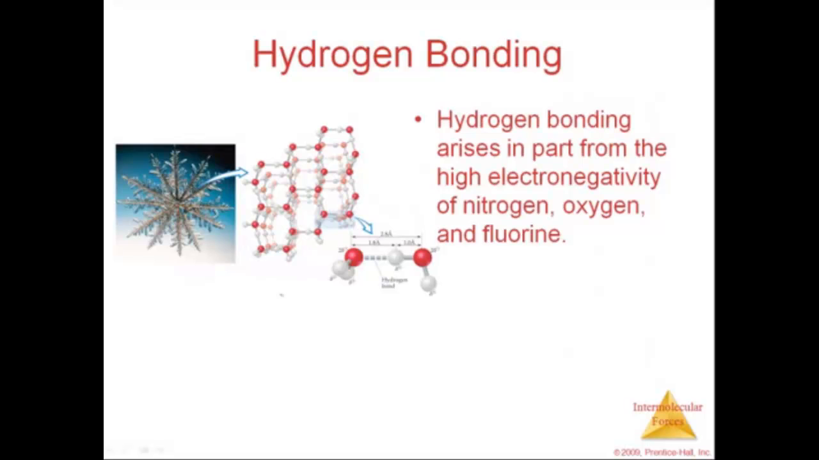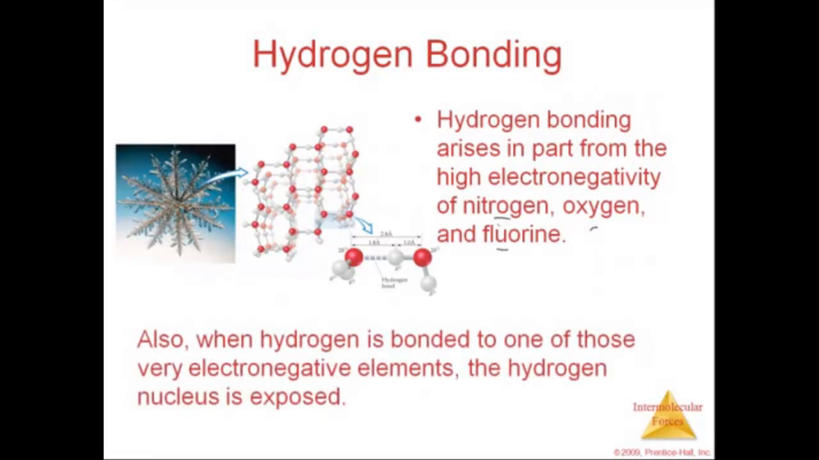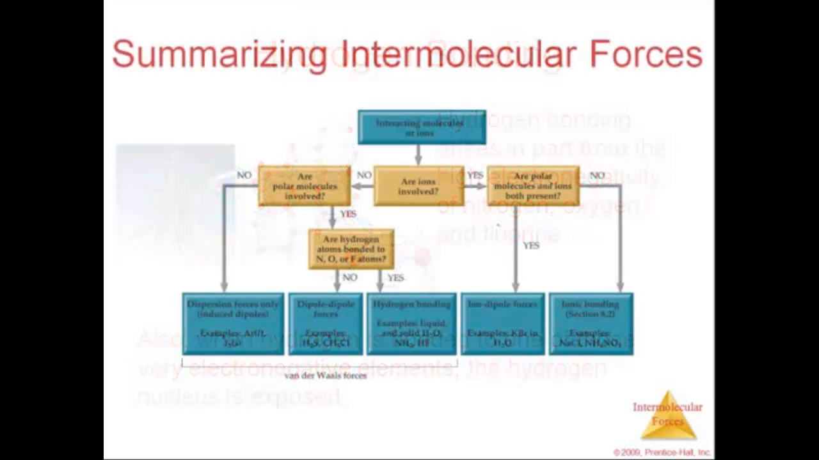And it arises in large part because the nitrogen, oxygen, and fluorine are all very, very electronegative. They really have a large pull on the atom, causing greater dipoles. There's also a little bit of this is that when you have one of these attracted to a hydrogen, the nucleus of the hydrogen is somewhat exposed, making it even more polar. Okay? So here's a chart that you can refer to when you're thinking about intermolecular forces.